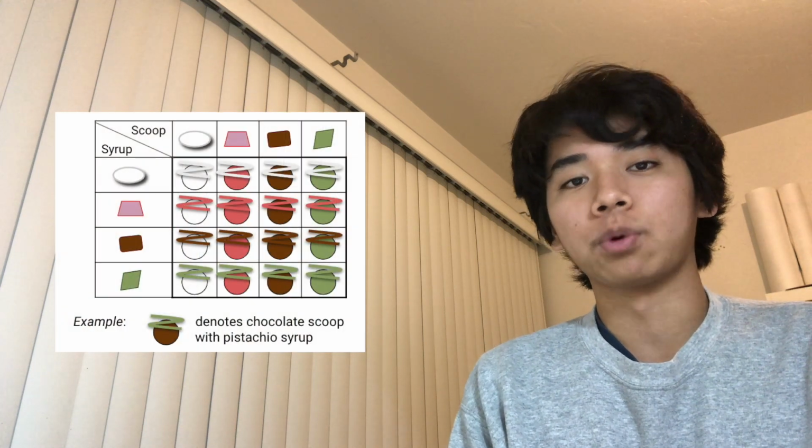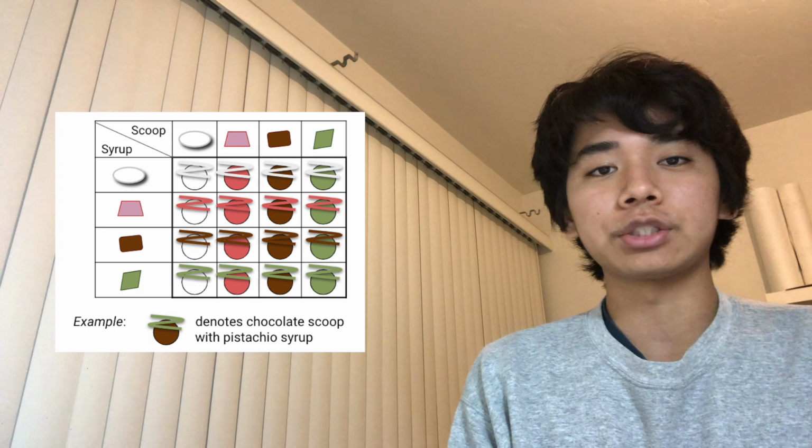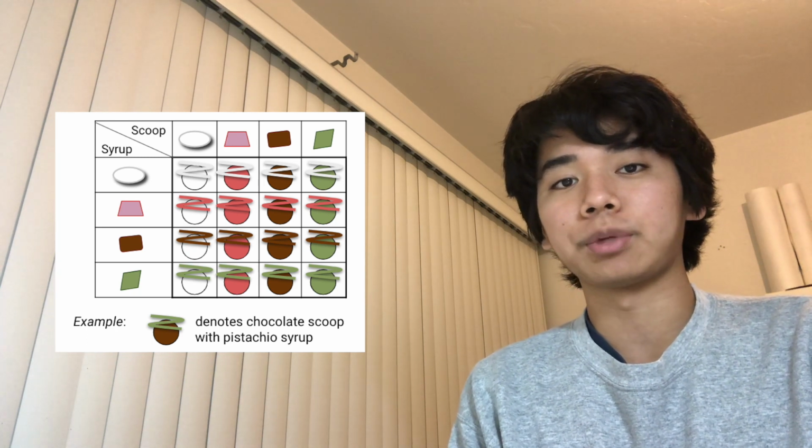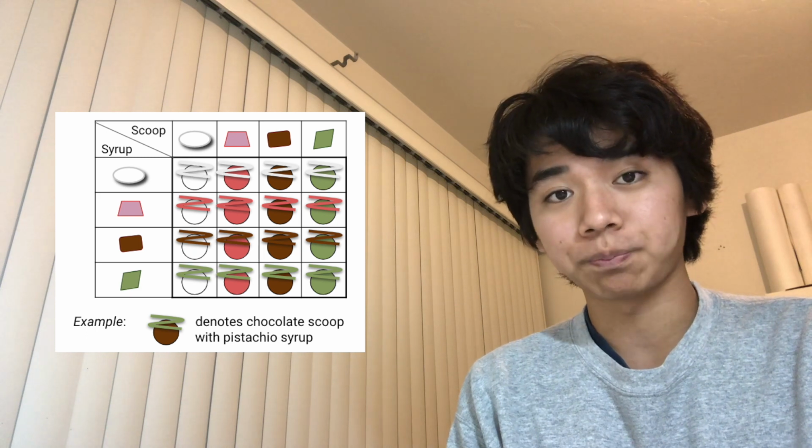So then the next part is asking, well, how many different total combinations can be made with the syrup and the ice cream flavors? So the answer here is 16. And the reason why is because 4 times 4 is 16. 4 different ice cream flavors and 4 different syrup flavors equals 16 different combinations of syrup and ice cream.